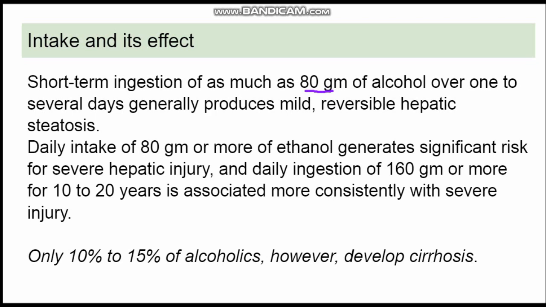An important thing to note is that only around 10 to 15% of total alcoholics develop cirrhosis. So other factors such as the ethnicity of the person, the genetics, the family history, they also play a role in alcoholic liver disease.